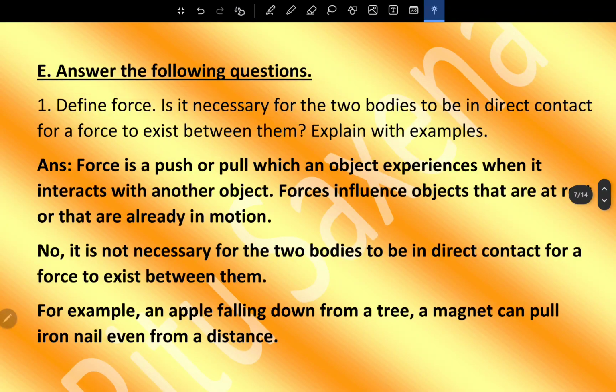Now E part, answer the following questions. Define force. Is it necessary for two bodies to be in direct contact for a force to exist between them? Explain with example. Force is a push or pull which an object experiences when it interacts with another object. Forces influence objects that are at rest or that are already in motion. No, it is not necessary for two bodies to be in direct contact for a force to exist between them. For example, an apple falling down from a tree, or a magnet can pull iron nails even from a distance.